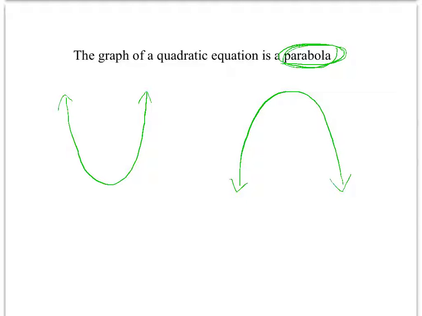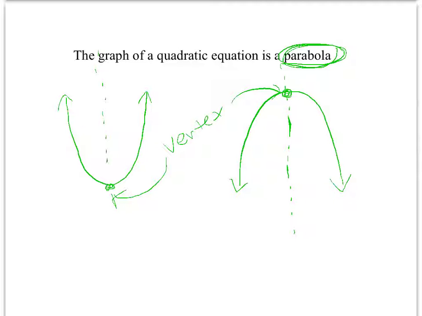Now, no matter which way it opens, it's always going to have a vertex. The vertex is the highest or the lowest point. So that right there is your vertex. We're going to spend a lot of time finding the vertex. Also, your vertex is always going to be on something we call the axis of symmetry.